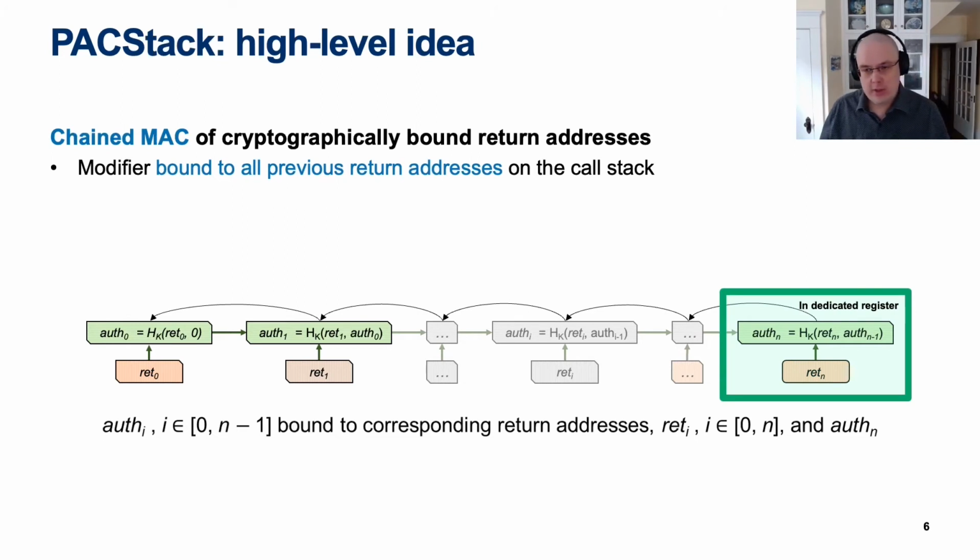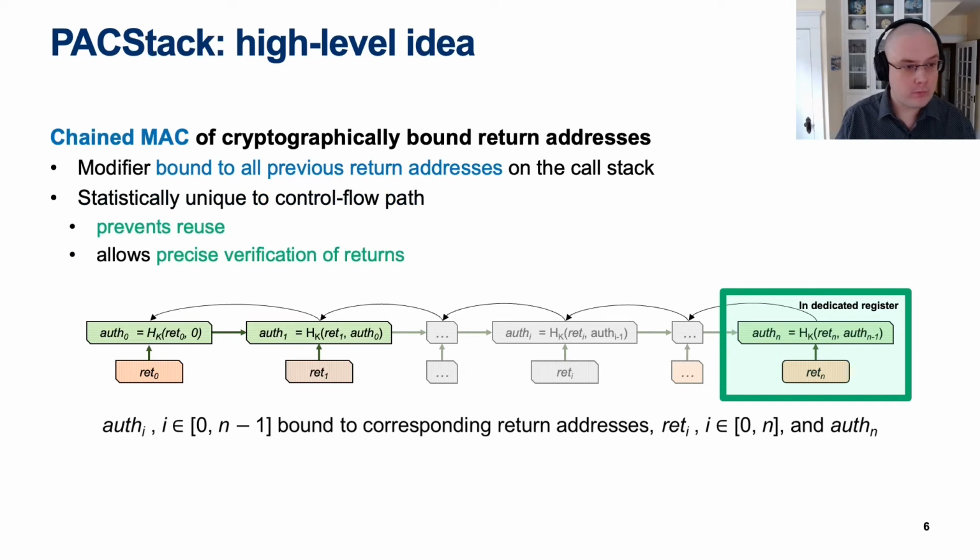What's more, we reserve one register so that we can use that to securely store always the topmost authentication token. And this authentication token is then specific to this whole call chain that we have currently active in the program. And when we need to unwind the stack, we can always use this topmost value to securely verify and retrieve the previous one from memory, and then, of course, update it into the same register again. This quite nicely prevents reuse attacks and allows us to do very precise verification of returns.